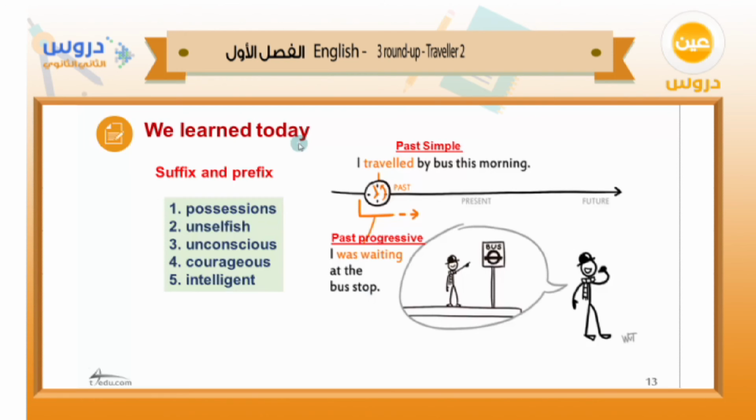And also we had some use of suffixes and prefixes, how we change the words from noun into adjective, or adjective into adverb, or adverb into verb, and so on. Like the word possess is a verb, we change it into possessions as a noun. The word selfish is an adjective, we change it into an opposite, which is unselfish. Conscious is also an adjective, we change it into unconscious, which is the opposite. Courage is a noun, and the adjective is courageous. And finally, intelligence is a noun, and the adjective is intelligent.